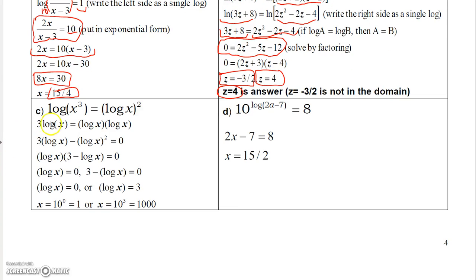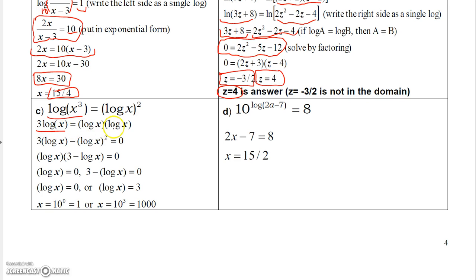Now this one's a little tricky, but let me show you this. The log of x cubed can be written as 3 times the log of x. But the log of x quantity squared, that's not the same thing. See, the 2 is on the outside. That's the same as log of x times log of x. Okay, so I just wanted to show you that.